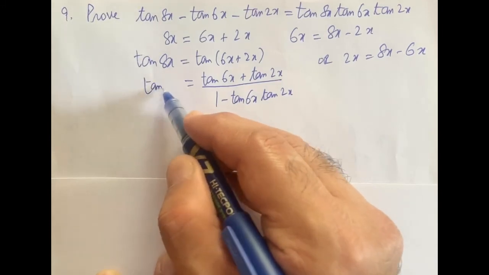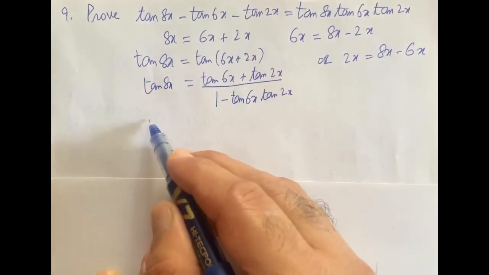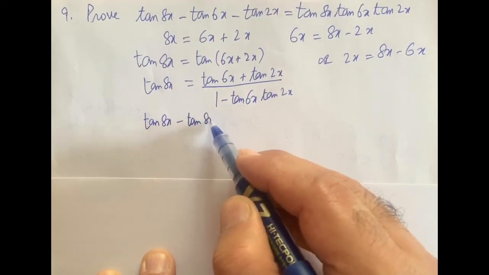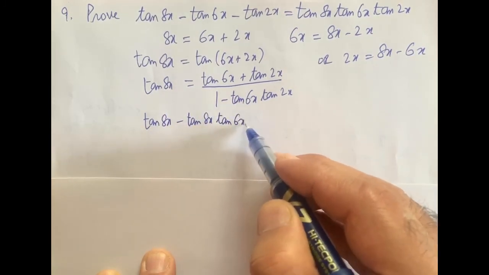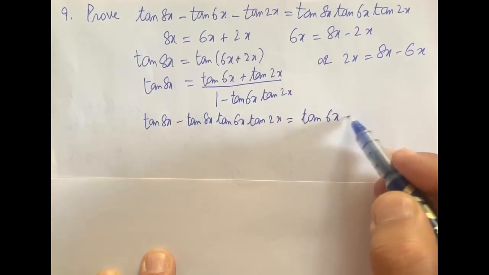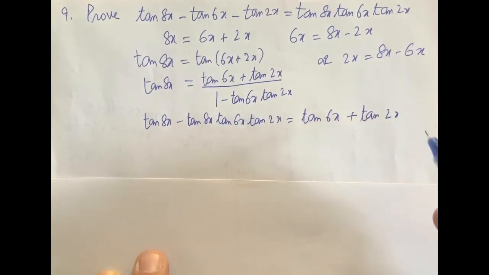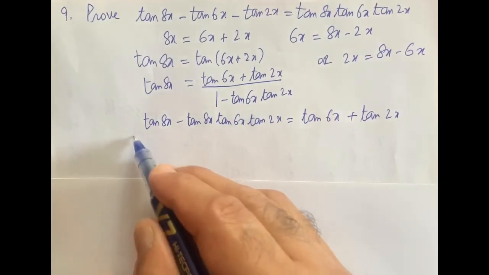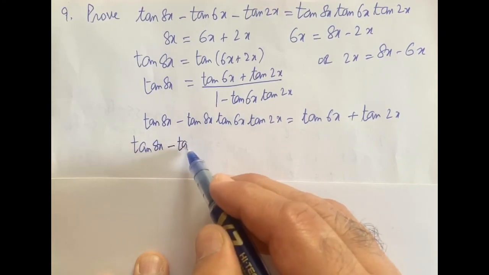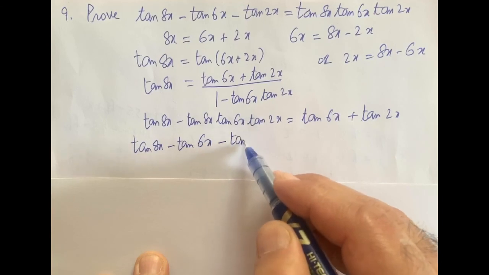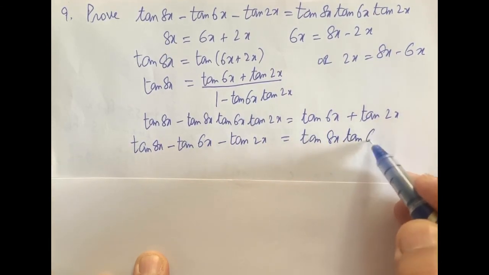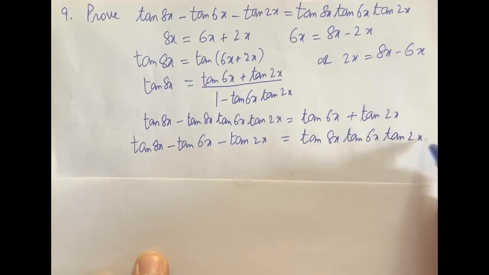Now cross multiplying, tan 8x into 1 minus tan 8x into tan 6x into tan 2x is equal to tan of 6x plus tan of 2x. Shifting these terms to the left hand side and this one to the right hand side, we get the answer. Tan 8x minus tan 6x minus tan 2x is equal to tan 8x into tan 6x into tan of 2x. This is how we get it.